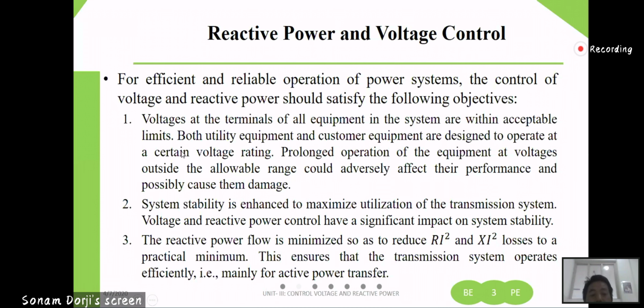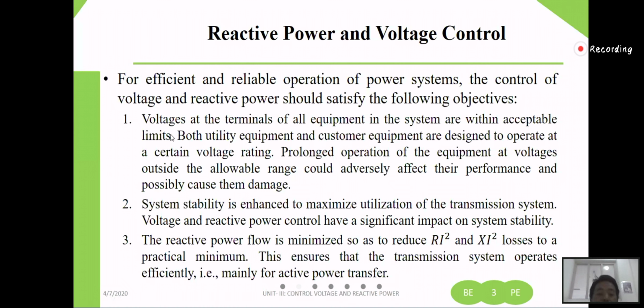The first objective is that the voltage at the terminals of all equipment should be within acceptable limits. You might have seen this in all electrical goods, from a mobile phone to large equipment like generators and transformers. In all machines, including a mobile phone, it is written that the voltage V equals 400 volt or 230 volt.